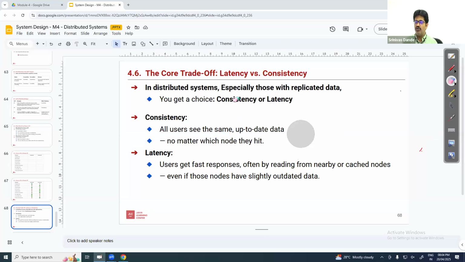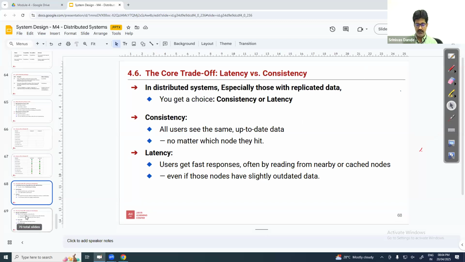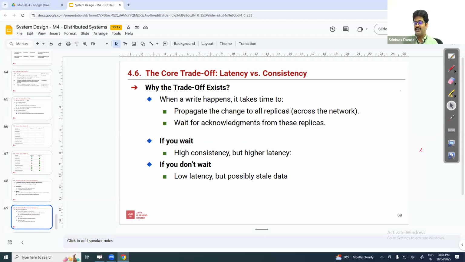Do you understand how you will choose consistency or latency? Okay, let's go to the next slide. Why is this trade-off important for us?